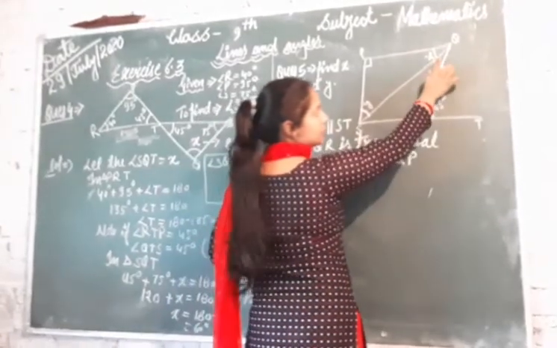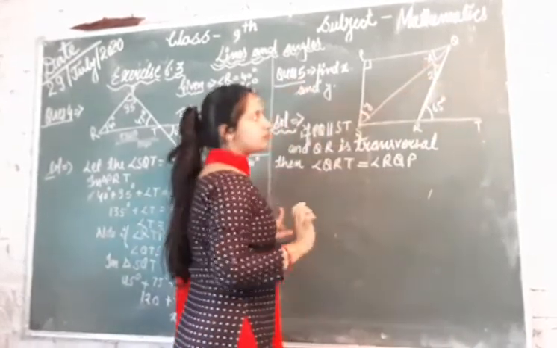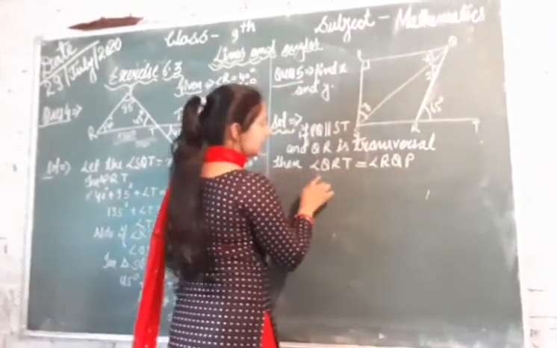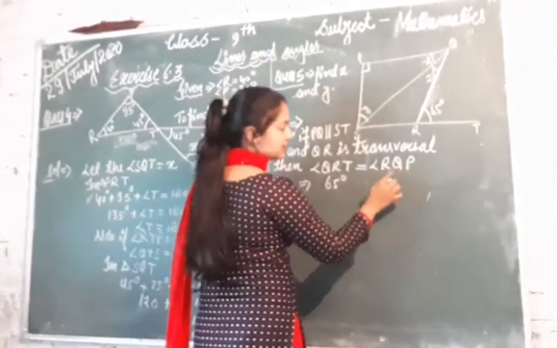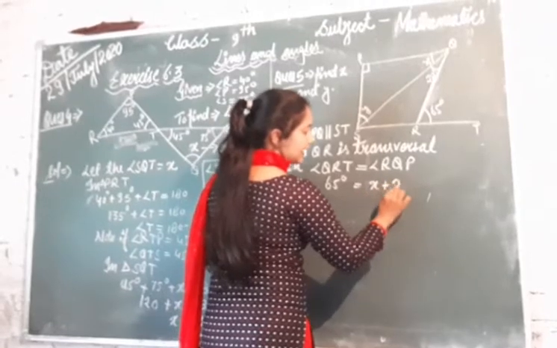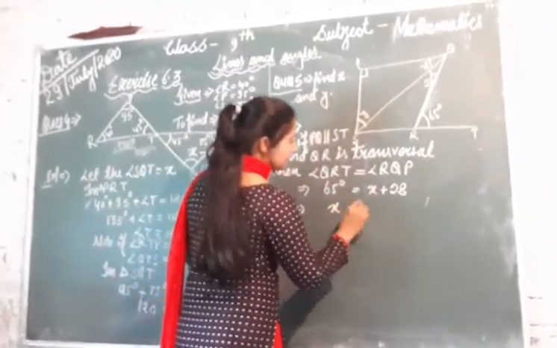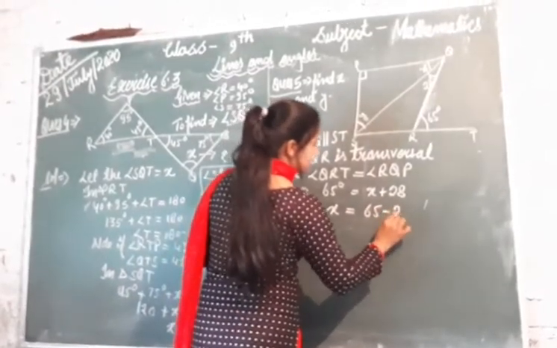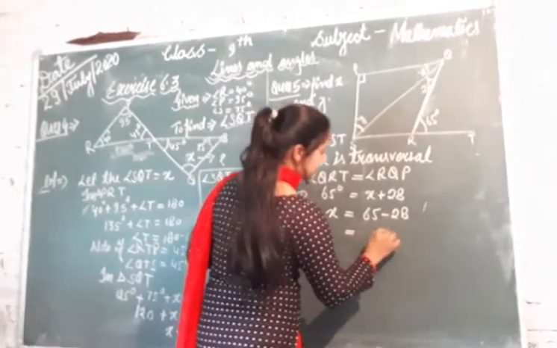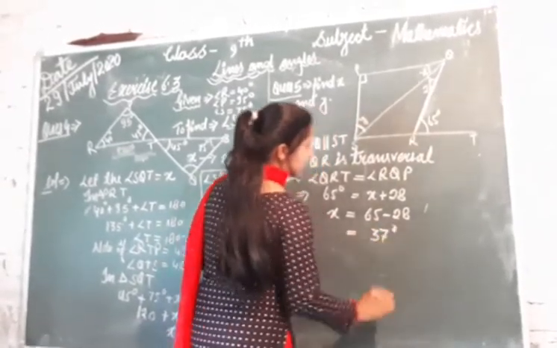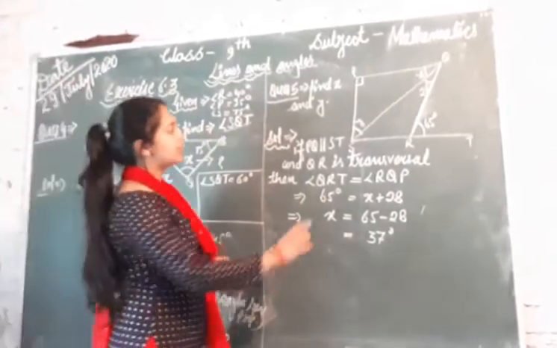Now see, this angle Q is divided in two portions, so the whole angle will be x plus 28. And this whole angle is already given as 65. So x plus 28 equals 65. The value of x from here is 65 minus 28, which is 37. So x is equal to 37 degree. Okay, one angle we have found. Now we have to find the angle y.